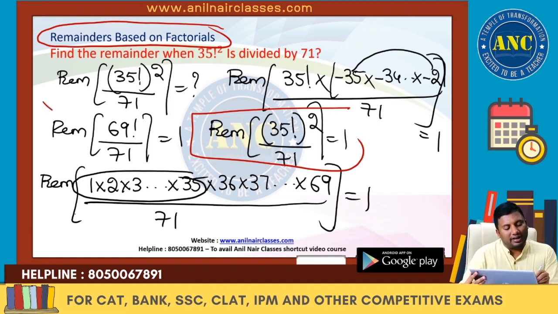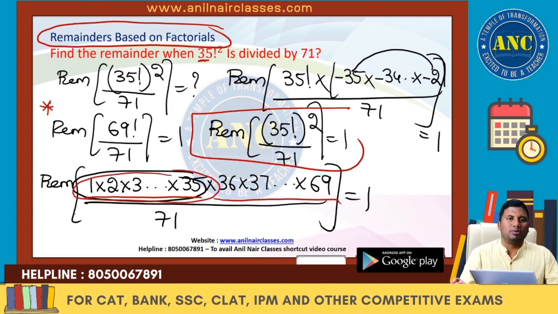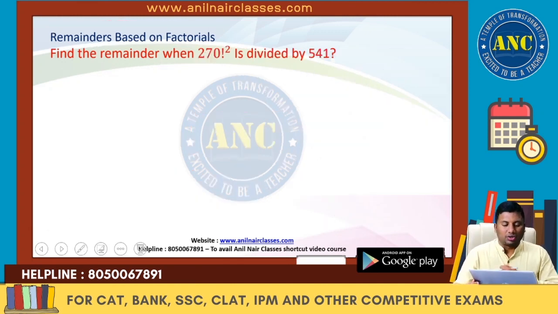69 factorial divided by 71 is 1. 1 into 2 till 35. I did till 35 because the question is till 35. 36 to 69. 35 factorial. 36 by 71 is minus 35. Minus 34. 69 by 71 is minus 2. From 2 to 35 there are 34 negatives. 34 negatives, if I multiply, I will get a positive. Idea clear, right? Another question.